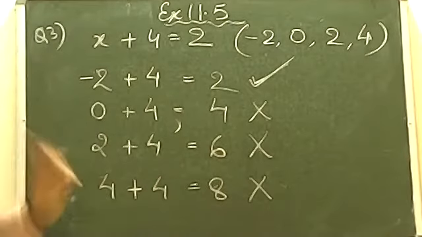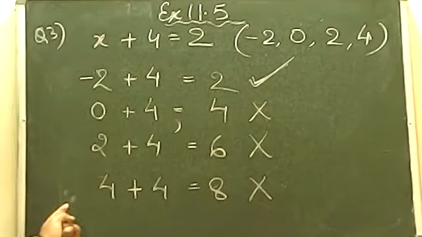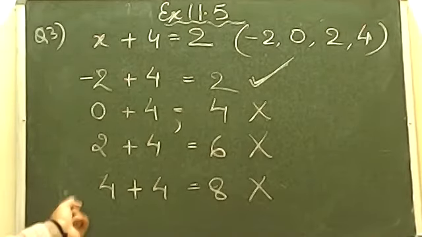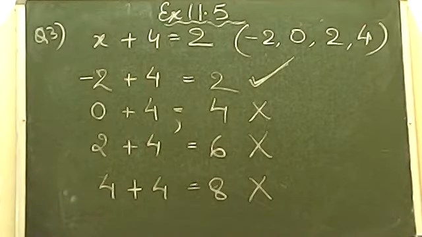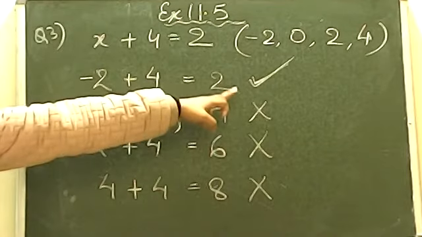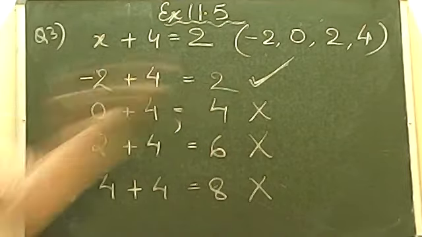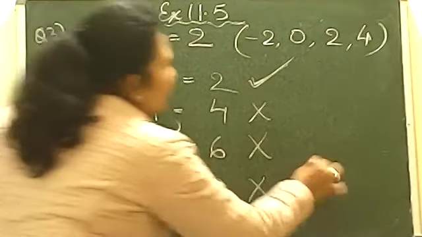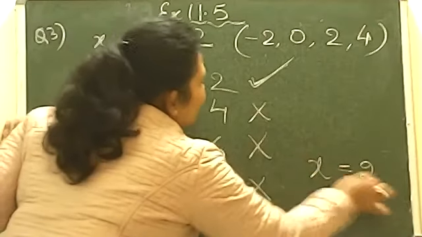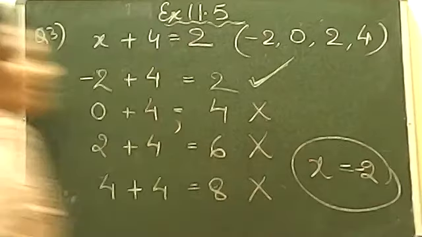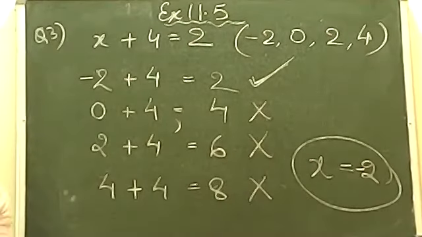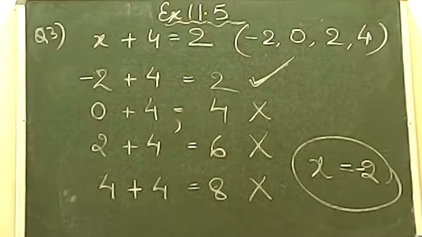And remember, you have to show all these 4 cases because the question says you have to explain why the wrong options are wrong. So the right answer is only -2. You will be writing here x is equal to -2 is the right solution. So this is all about question number 3.